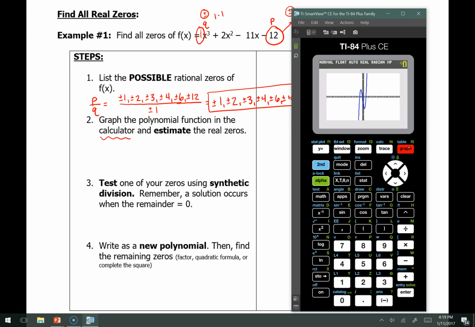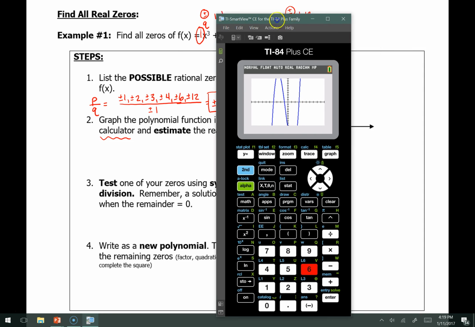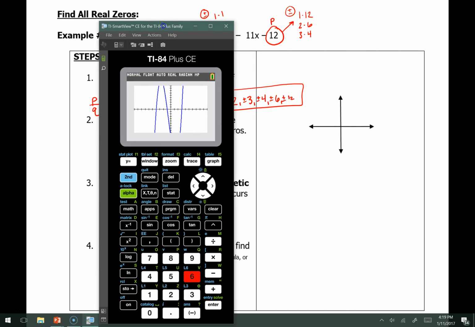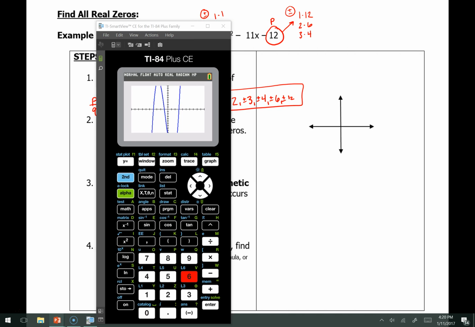It looks like in my last problem I may have been zoomed out, so I'm going to hit zoom and then 6 for standard so that I can get back to the normal window. It's going to be a little bit easier here to make these estimates. Okay, so we've graphed it. I'm going to draw a rough sketch on my notes sheet and then we're going to write down some estimates. It looks like the general shape of this polynomial is roughly like that.